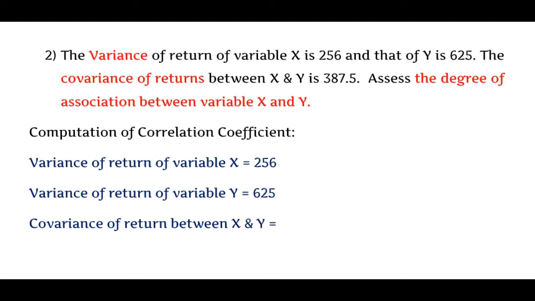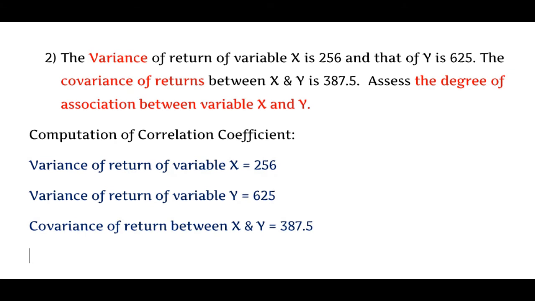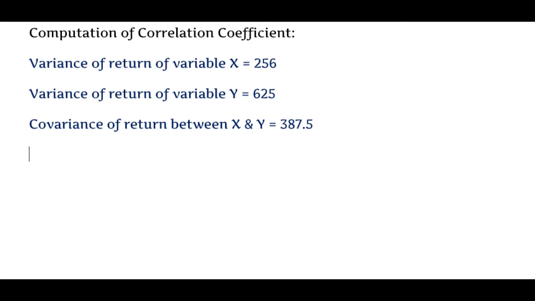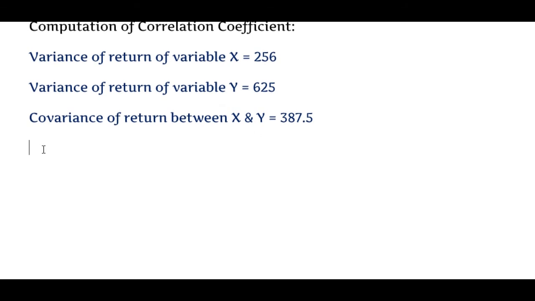So I'll be writing that, which is 387.5. So this is what is given. But to calculate the correlation coefficient, as I said, we need another two sets of values, with respect to standard deviation. So how can we calculate the standard deviation?